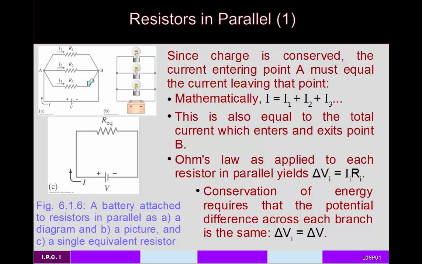This, by the way, is going to be one of Kirchhoff's laws. So that means that I1 plus I2 plus I3, the currents leaving junction A through each of these three branches, must be equal to I. And in fact, I1 plus I2 plus I3 will recombine at junction B and be equal again to I.